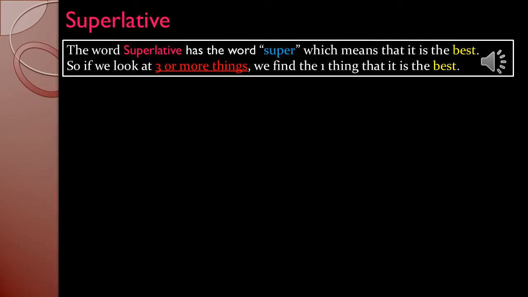Alright, boys and girls, this isn't 100% correct, but I promise you it's the easiest way to remember a superlative adjective. The word superlative has the word super, which means it's the best, just like a superhero. So if we look at 3 or more things, we find the one thing that is the best. It can be the smallest, the biggest, the strongest, or the weakest, but it has to be the best of all 3 of the choices.